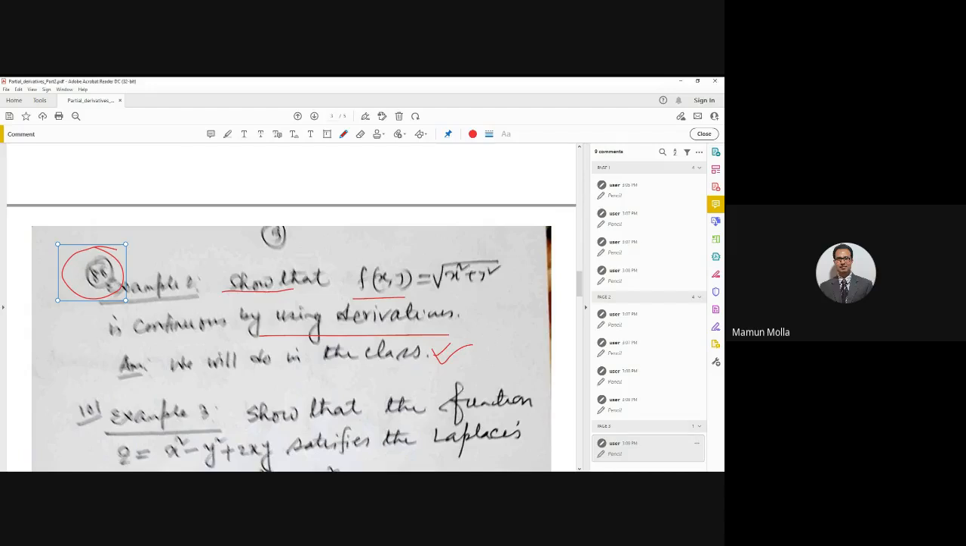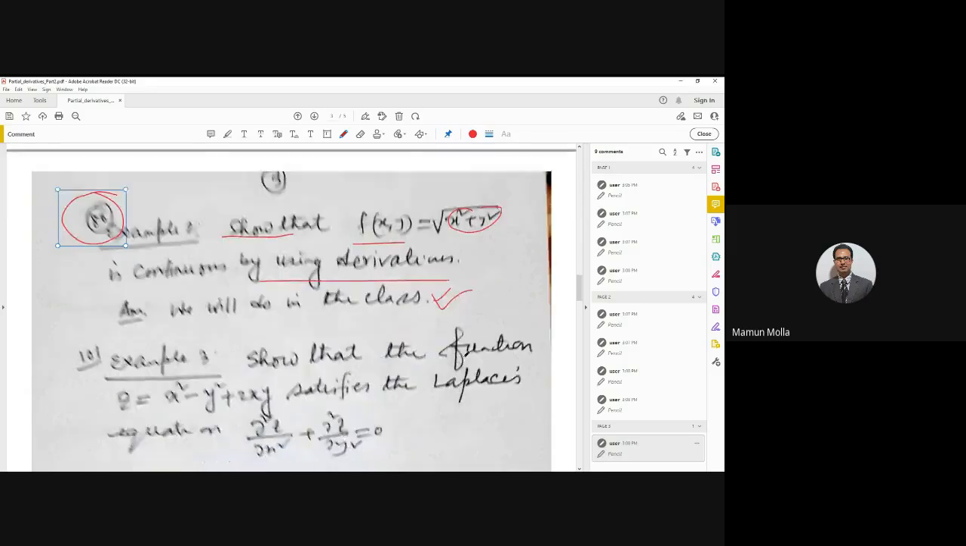Are you doing? Yes, sir. Okay, please do it. Very simple. This power is half. At first you have to work on the power, reduce the power. You will get minus half, and then again the derivative inside with respect to x, you will get twice x, 2 cancels. Please do it.